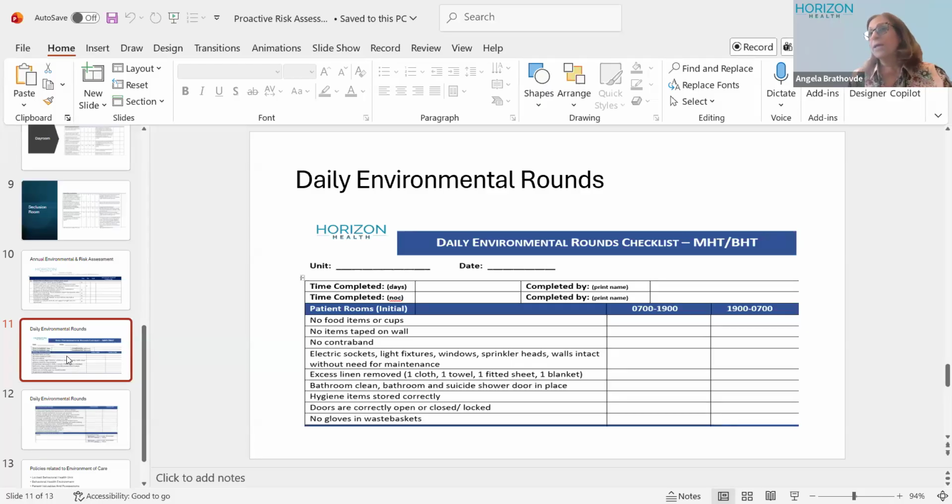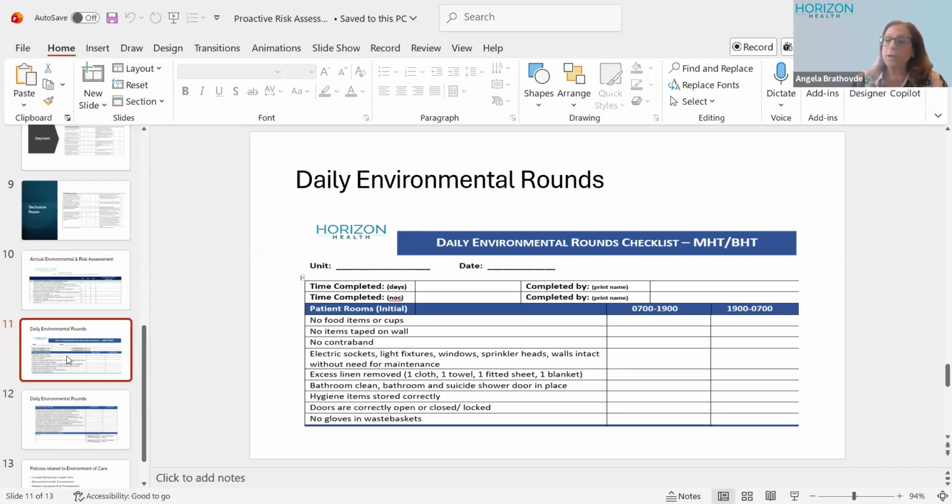Looking at the electrical plates, the receptacles, are they intact? Light fixtures, are they intact? Windows, sprinkler heads, walls intact without need for maintenance, because if we do see something, we need to get it fixed right away. Excess linen removed. We don't want patients to have excess linen because that could be a ligature risk. The bathroom's clean, and the bathroom and suicide shower door is in place.